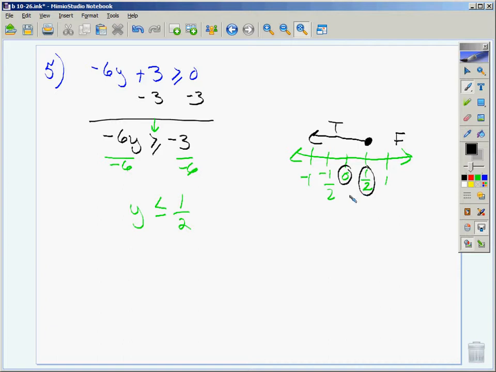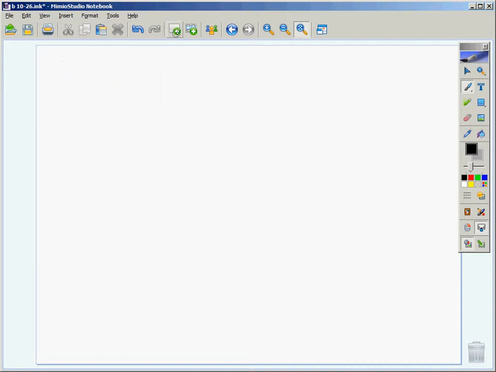Any other questions from the first side? Let's flip it over then. Number 8. You should have S is greater than or equal to 22. A filled-in circle on 22 going to the right.